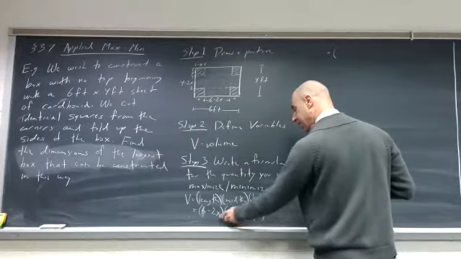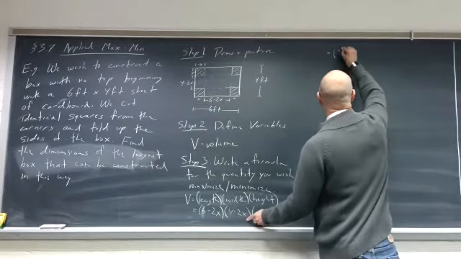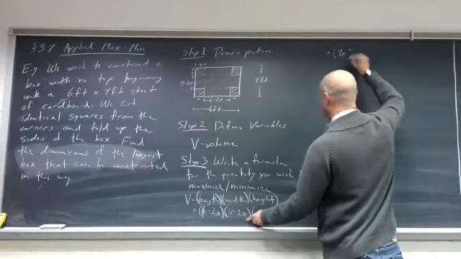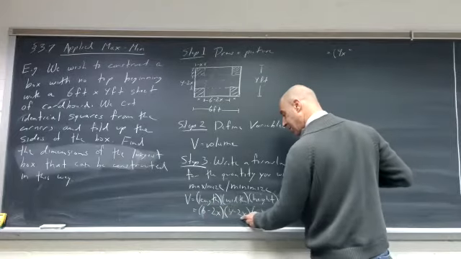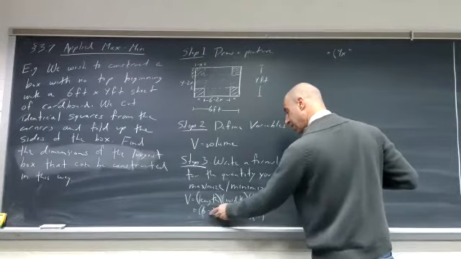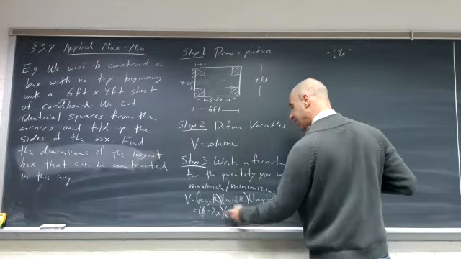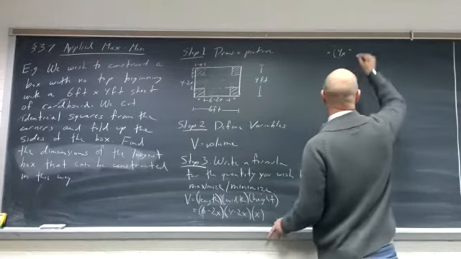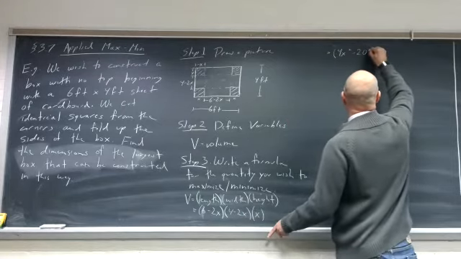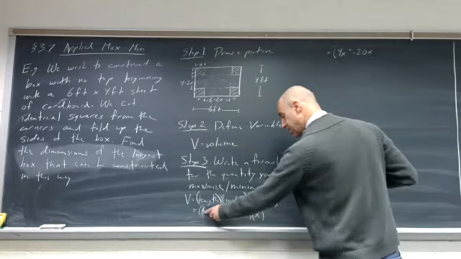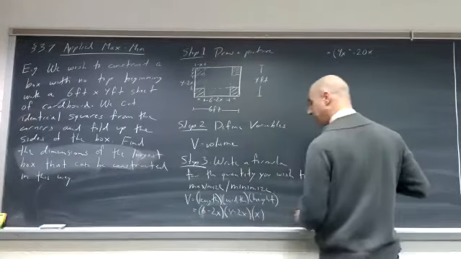So minus 2x times minus 2x is 4x squared. So 6 times minus 2x is minus 12x. Minus 2x times 4 is minus 8x. Minus 12x minus 8x is minus 20x. And 6 times 4 is 24.